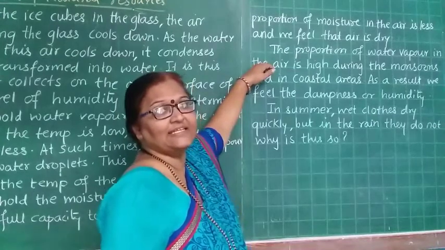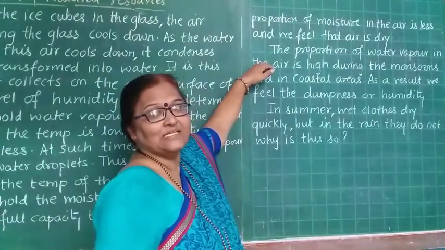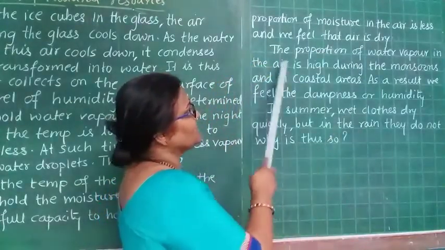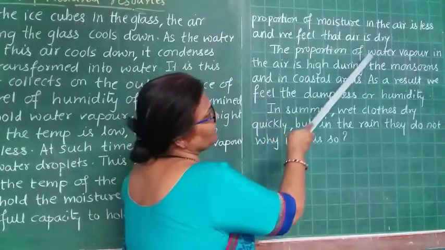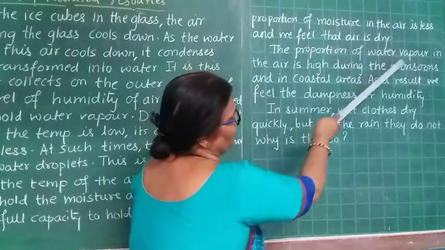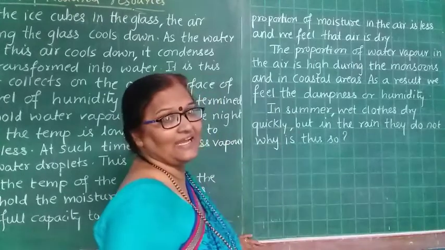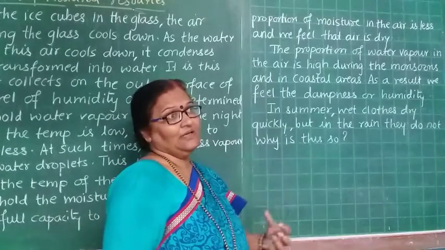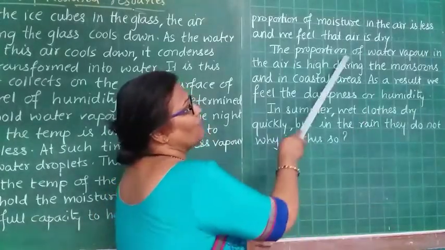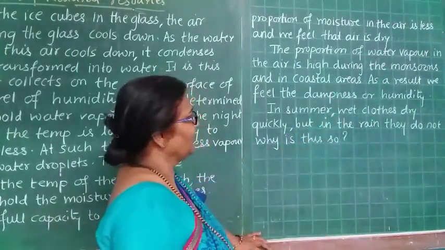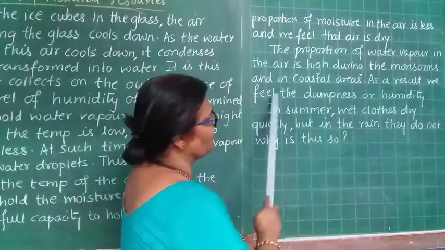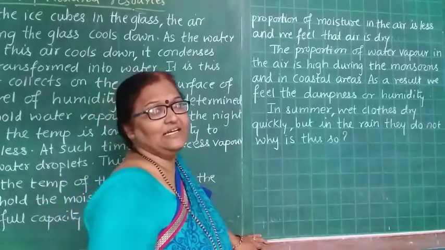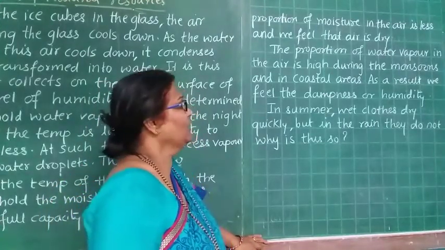Whenever we see, there are three types of seasons. They are nothing but summer, winter and monsoon. So what happens here? The proportion of water vapor in the air is high during the monsoon. That means whenever you consider the atmosphere of the monsoon, you will have more water vapor in the air. As a result, we feel dampness or humidity. There is humidity or dampness in the moisture.